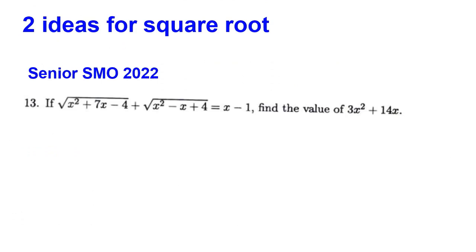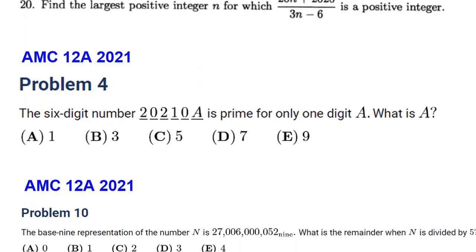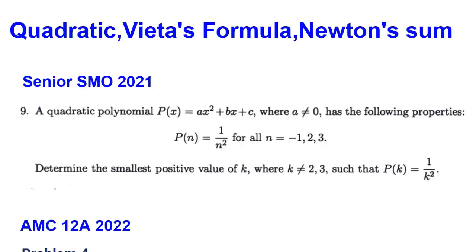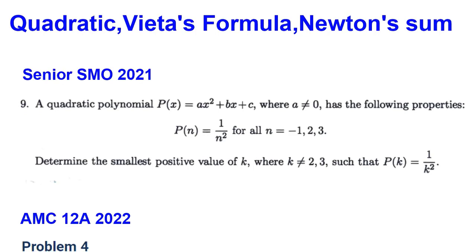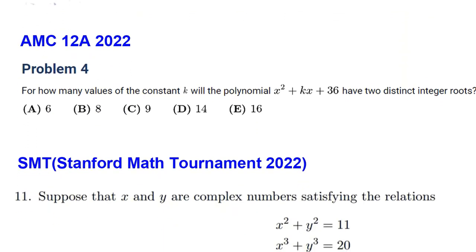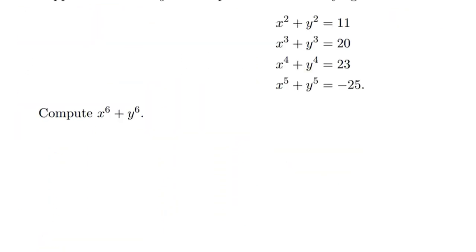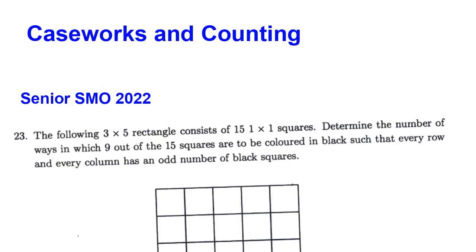The next one, two important ideas when you see square root. Next one, divisibility and modular, that is important in senior SMO, and also related problems from AMC. The next one, quadratic, Vieta's formula and Newton's sum. One problem from senior SMO, one problem from AMC 12A, one problem from SMT, Stanford Math Tournament. Next one, important identities that you should know. And casework and counting, which is so important in all three parts, junior, senior, and open section.